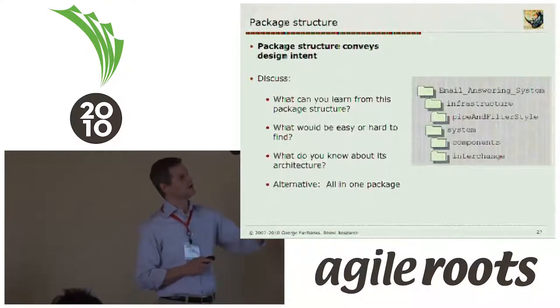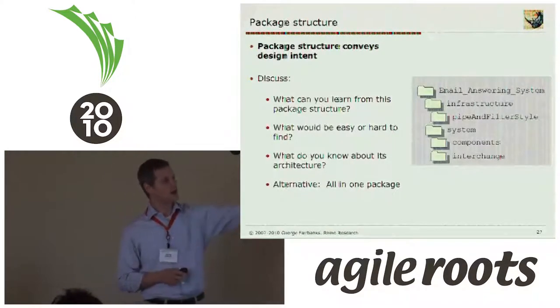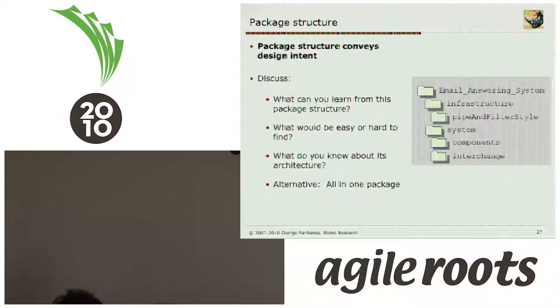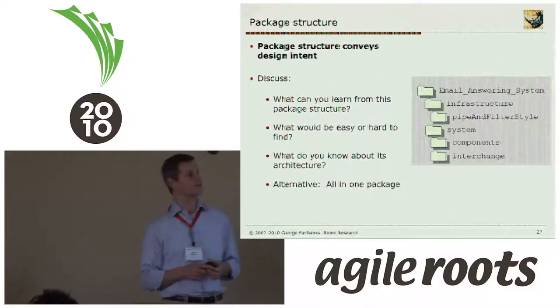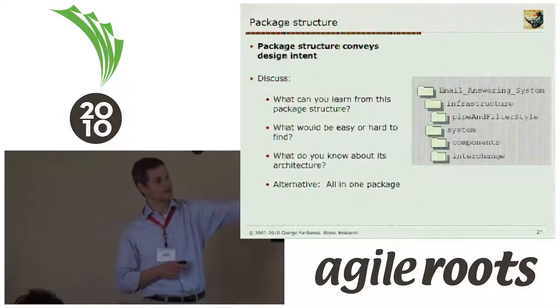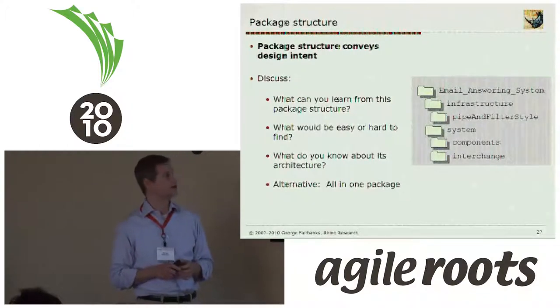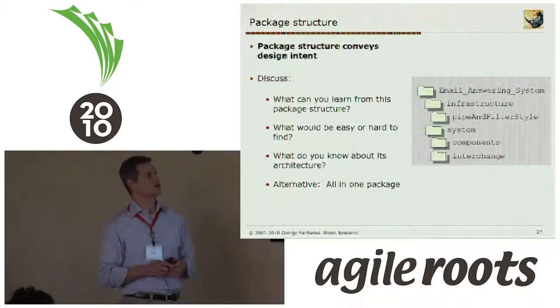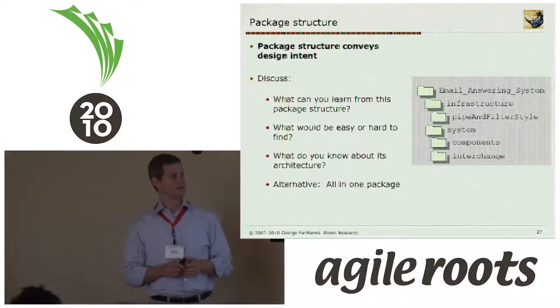Second one, this one is just related to package structure. Imagine that for that email processing system, I organize my packages this way. Here's my email answering system with an infrastructure package, and inside there's a pipe and filter style. There's a package for the system that has components and interchange in there. My first question is, what can you learn from this package structure?